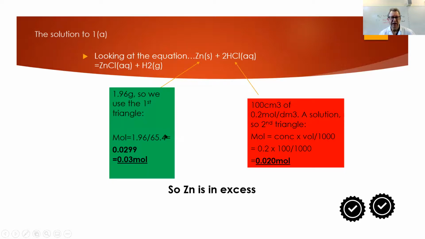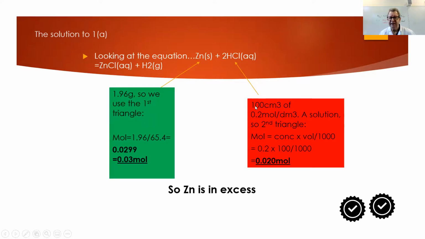The mass of zinc is 65.4. If your periodic table told you it was 65, that's fine. You just use 65. It's 65.4, but sometimes they approximate. So that would give me 0.03 moles.